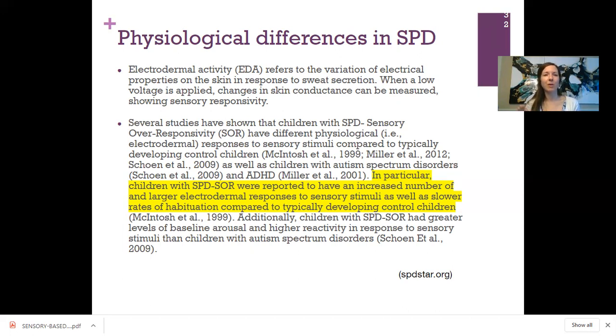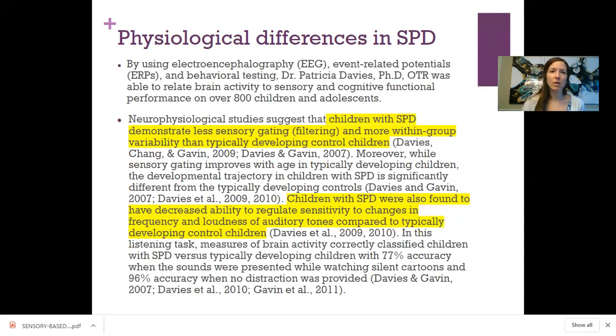So their bodies were getting the stimulus and saying, whoa, that's a big stimulus, and not getting used to it, compared to the typically developing children who did not have the SPD diagnosis.